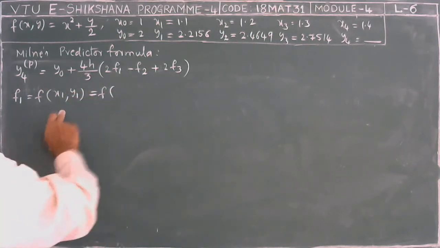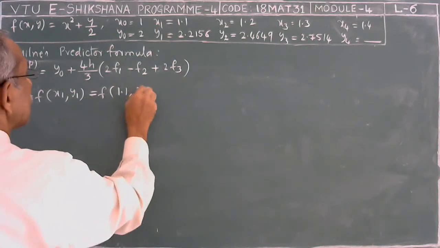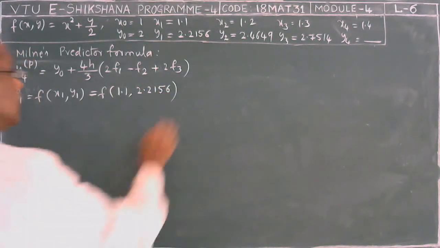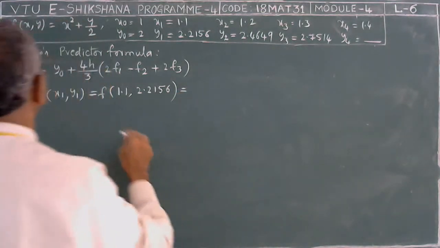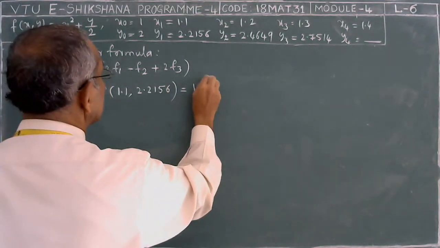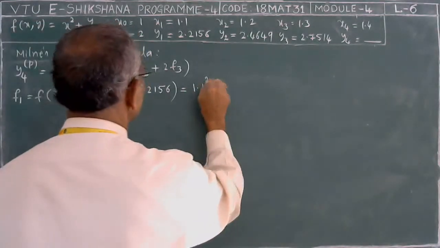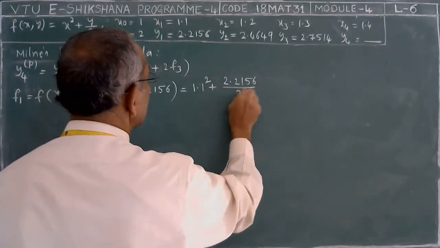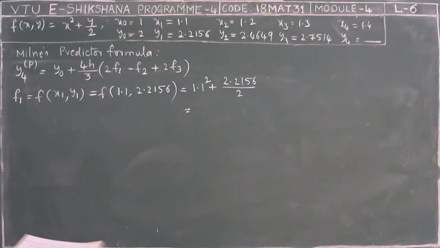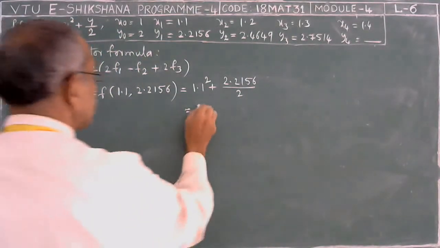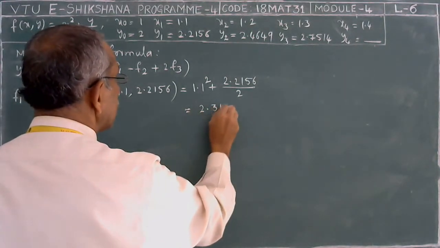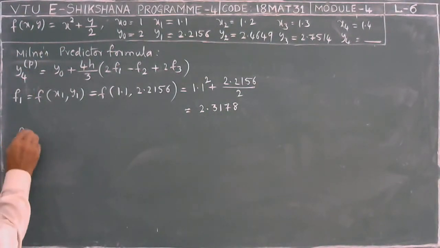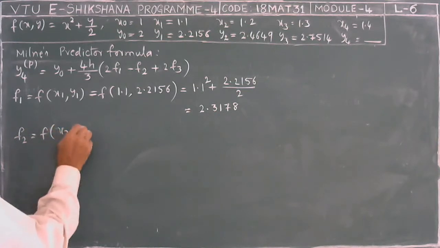f of x1 comma y1, that is f of 1.1 comma 2.2156. By definition, this is x square, 1.1 square, plus y by 2, 2.2156 divided by 2. If you carefully calculate, this is 2.3178.